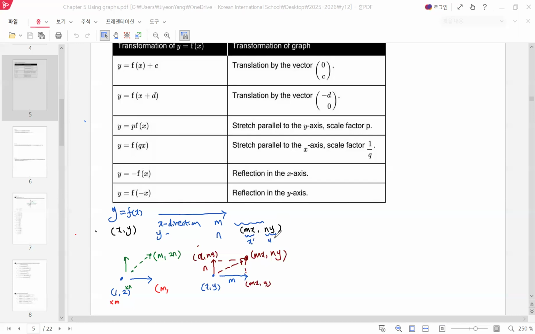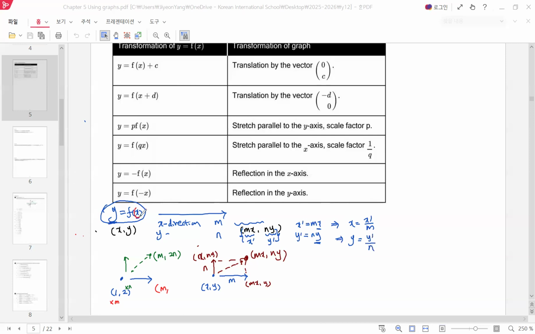And then again, we need to find the relationship between these two coordinates, which is (x', y'), by using this original equation. Then x' is the same as mx, understand? And y' is the same as ny. Since this x is this x, and this y is this y, you can rewrite x as x' over m, and y as y' over n.